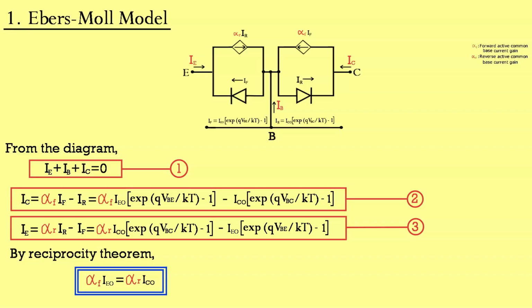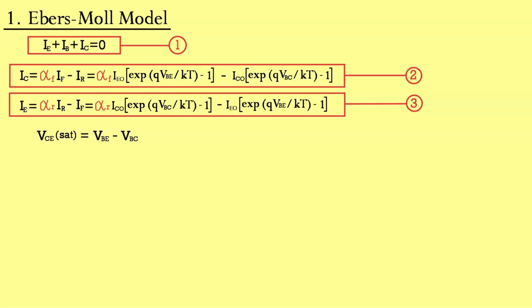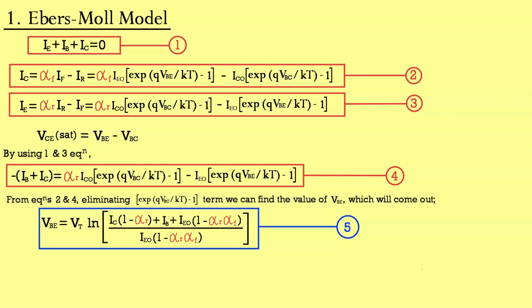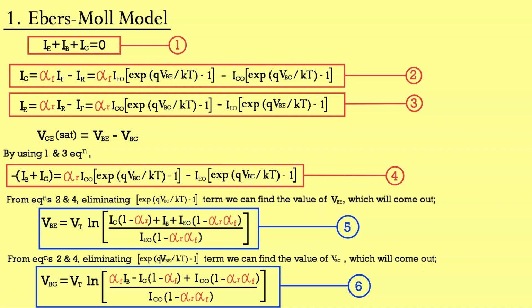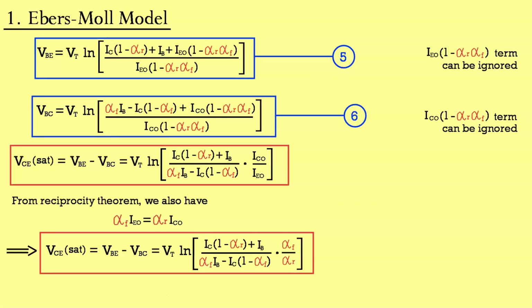Another important characteristic of this model is the collector-to-emitter saturation voltage, which can be written as base-to-emitter voltage minus base-to-collector voltage. By considering the first and third equations, we can have another equation for emitter current in terms of base and collector current. Let this be the fourth equation. Now, by considering the fourth and the second equations, we will try to remove the exponential term containing the base-collector voltage to find the value of base-to-emitter voltage. Similarly, from these two equations, we can also find the value of base-to-collector voltage. Now we have both values, so we can get the value of collector-to-emitter saturation voltage.